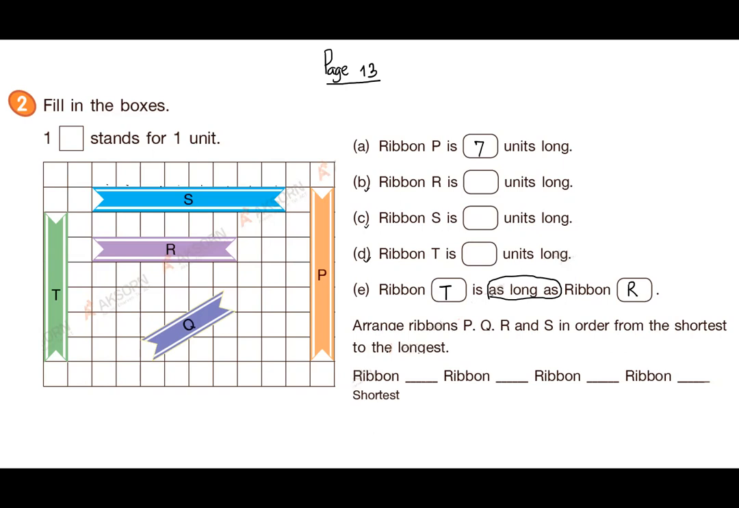So the last part is arrange ribbons P, Q, R, and S in order from the shortest to the longest. So you begin from the shortest ribbon to the longest ribbon. Okay. So I will give you a hint. The shortest ribbon is ribbon Q. So I write here Q. So go ahead and complete the rest.